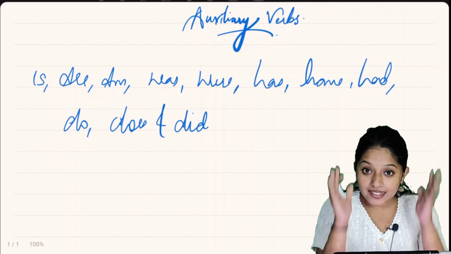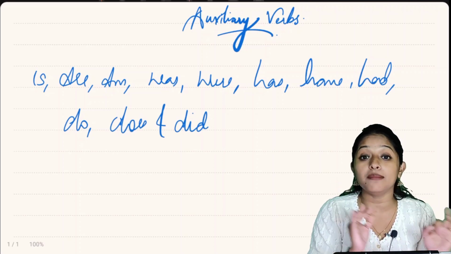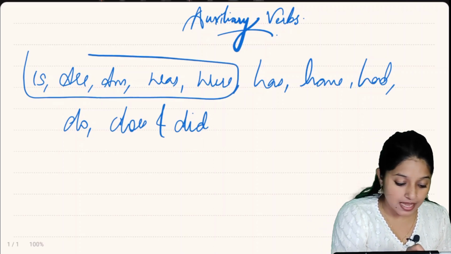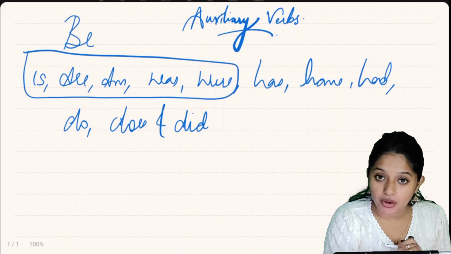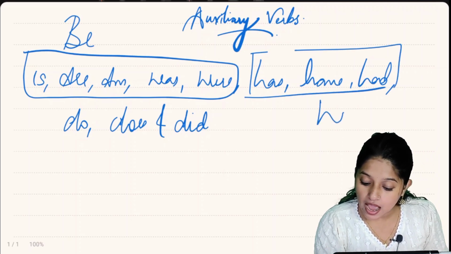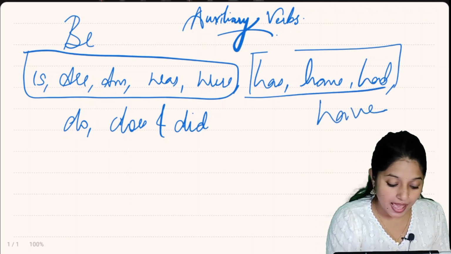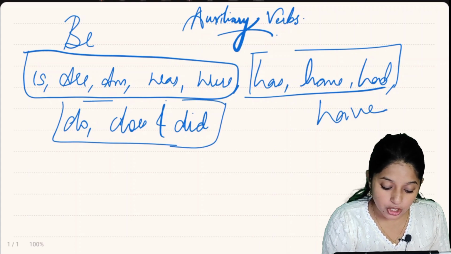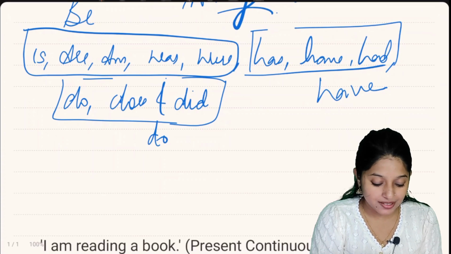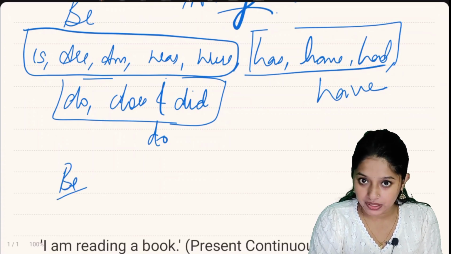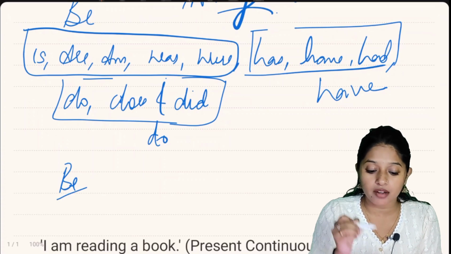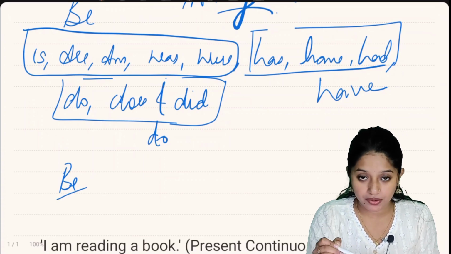We can divide these auxiliary forms under three major forms: the be form of the verb, the have form of the verb, and the do form of the verbs. Is it clear? Let's start with be forms of the verb. We already know that be forms of the verb contain is, are, am, was, and were, right?